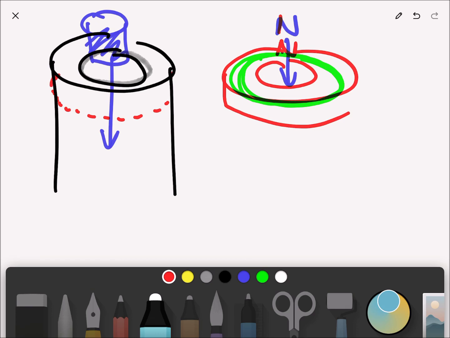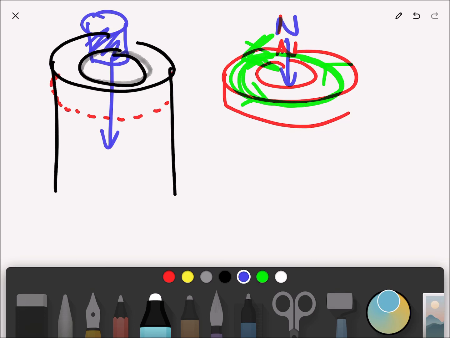If you use your right hand grip rule, in order for there to be an induced north pole to resist the downward north pole, your induced current needs to flow this way. When that happens, there will be a resisting force acting on this approaching north pole.